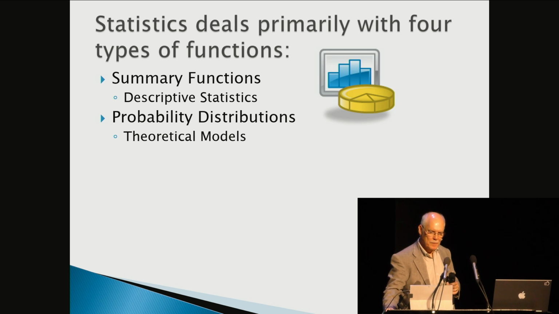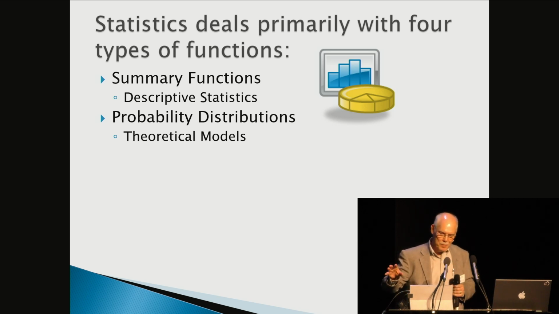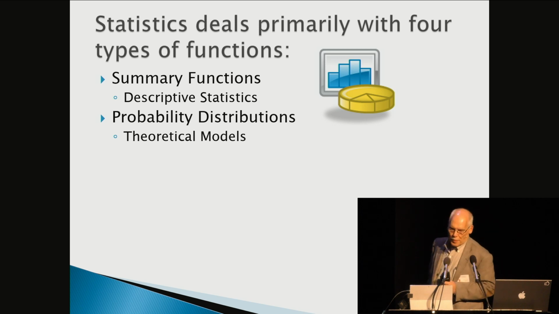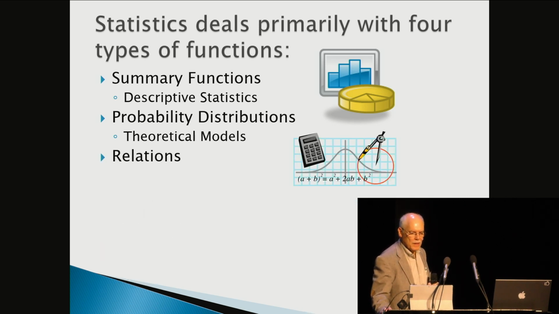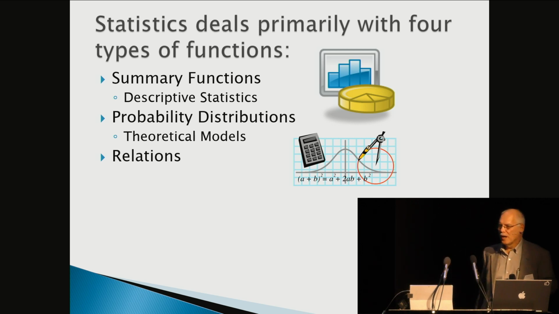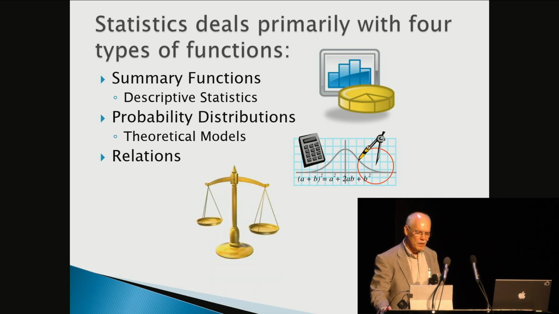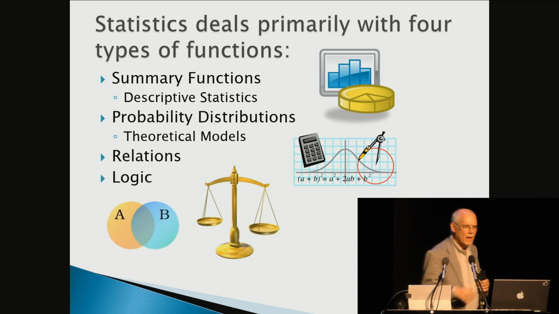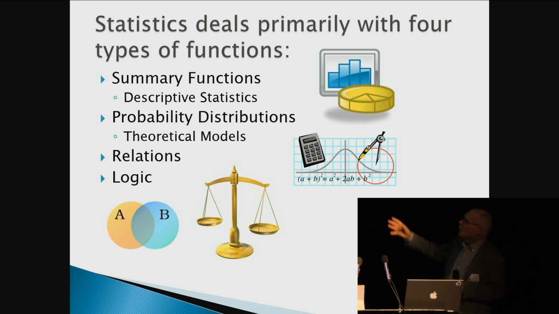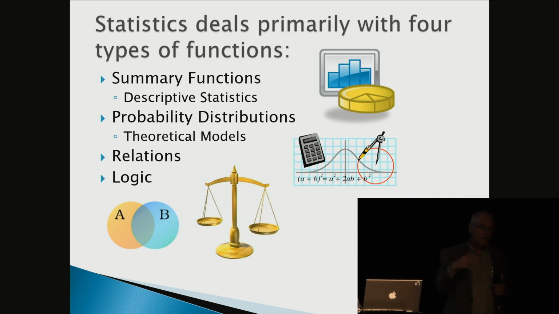Another type of function that we have is probability distributions, and these are theoretical models. And then we have relations, which are basically dyadic functions, greater than, less than, and we have logical functions, which are and, or, and if, things like that. And so we like to have different types of functions. We take families of functions and we're going to treat them in a certain way.